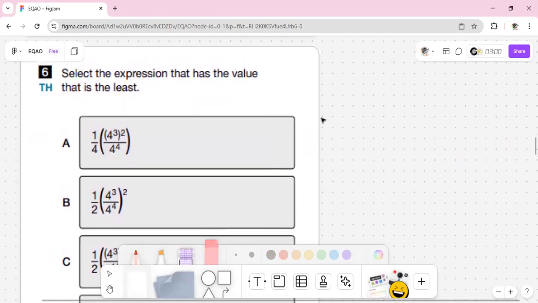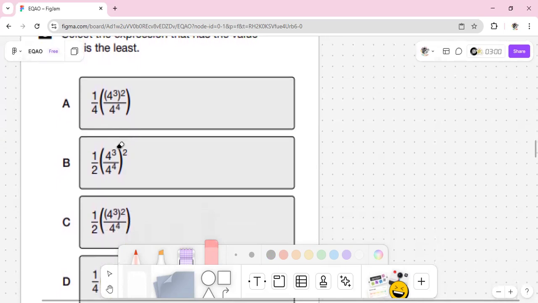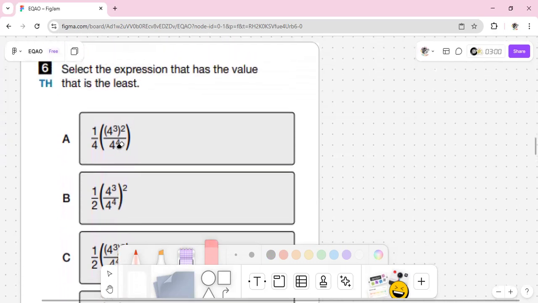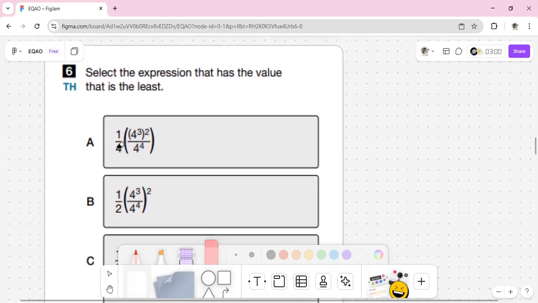Now, number 6 says select the expression that has the value that is the least. We're going to come back to this question because we are going to have to use our power rules and our understanding of fractions to identify and really calculate this entire value to figure out which is going to be the greatest and which one is going to be the least. So we're going to come back to question number 6.